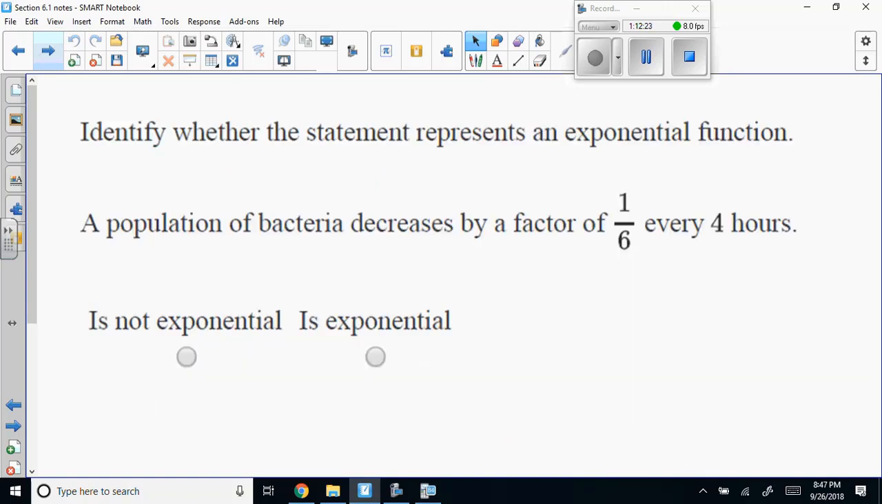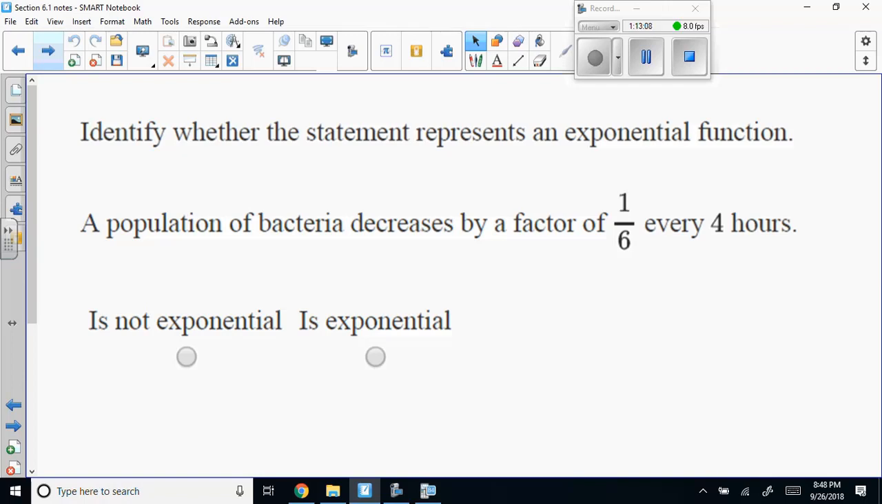Now, identify whether the statement represents an exponential function. A population of bacteria decreases by a factor of 1/6 every 4 hours. Is that an exponential or not? Does that sound like an exponential? Yes or no? Let's do a survey. A, yeah, we got an exponential. Raise your hand. B for bad, no exponential. C, I don't have a clue.